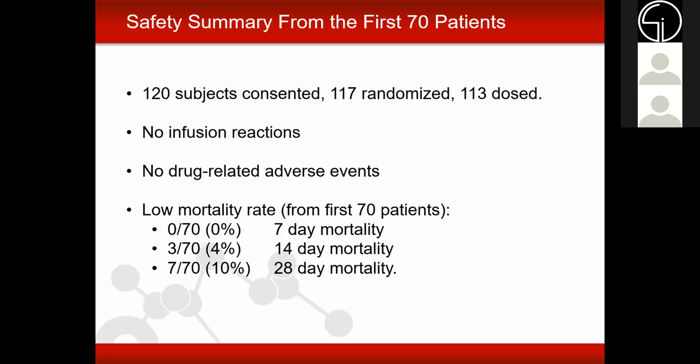So in the first 70 patients, we have 0 7-day mortality. We have 3 patients, which comes to 4% 14-day mortality. And we have 7 patients who passed away during these 28 days, so it's a 10% 28-day mortality.